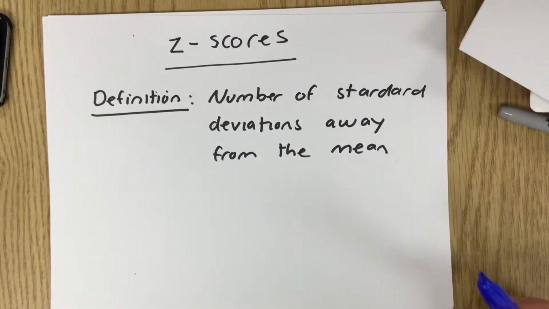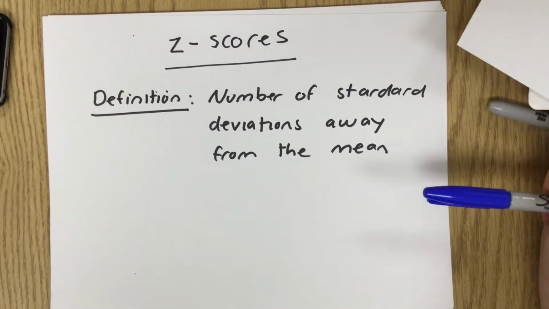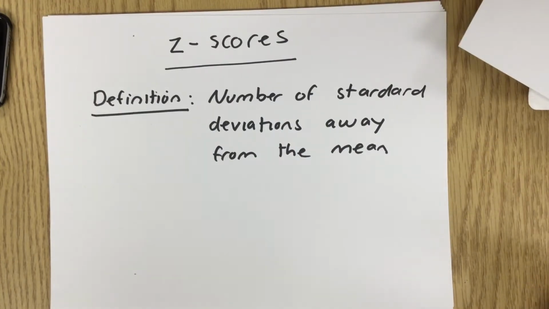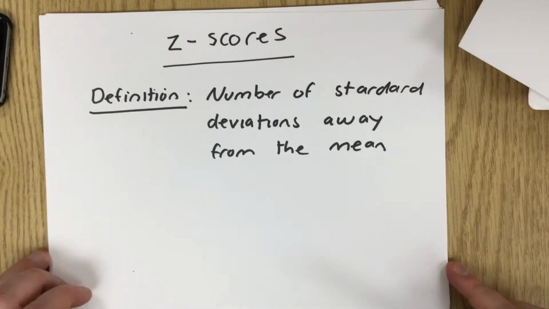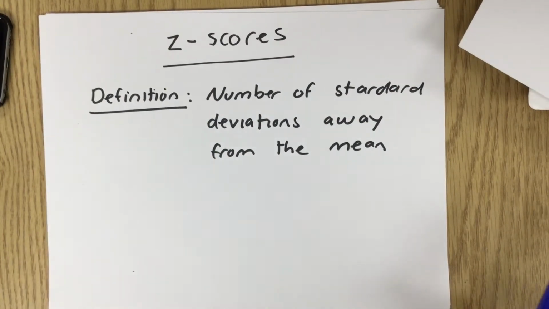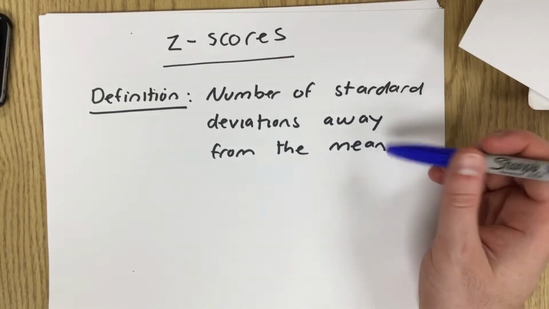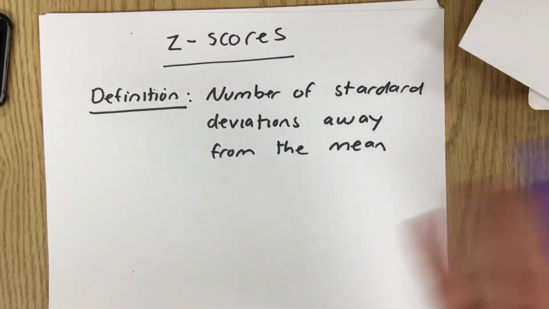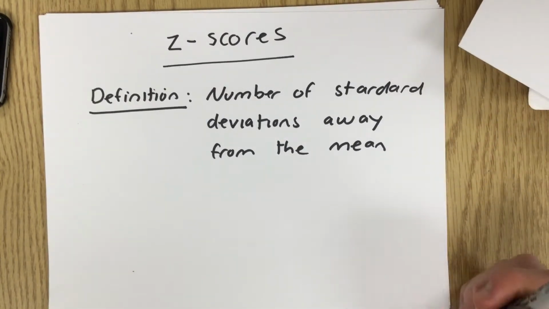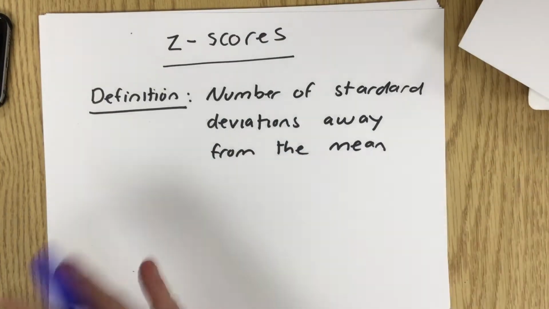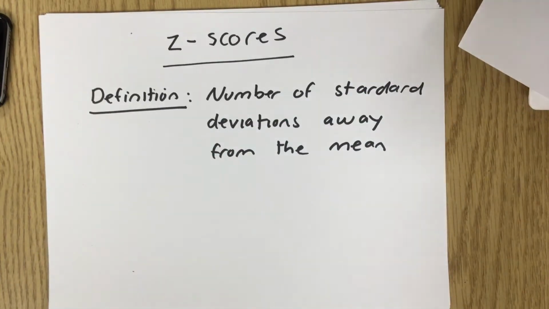We're going to discuss z-scores. Z-scores are a concept that don't have an impressive name, but it's an extremely useful measure. So the definition of z-score is the number of standard deviations that a given data point is away from the mean. It's how many standard deviations something is away from the mean. Let's do some examples.